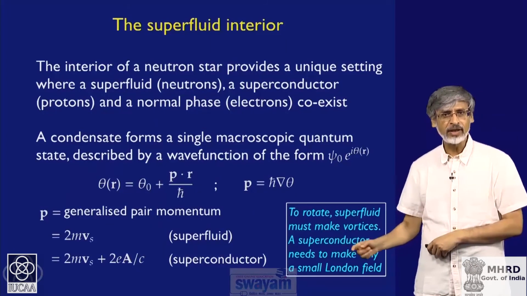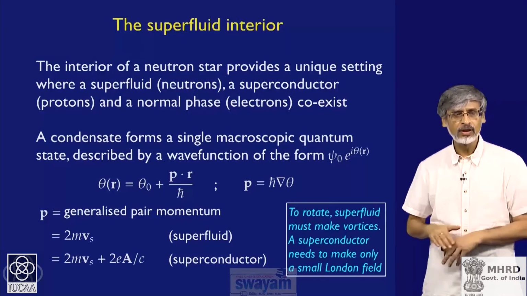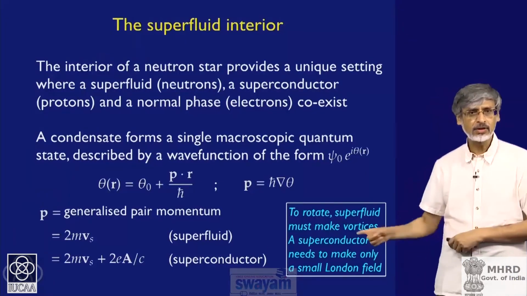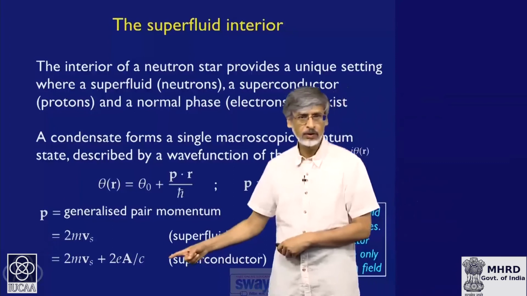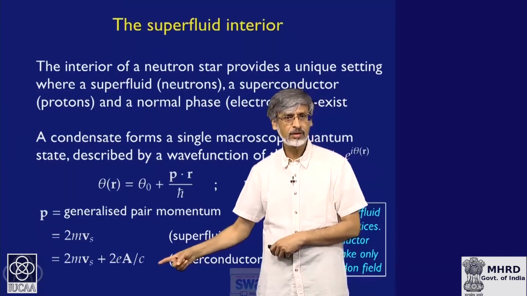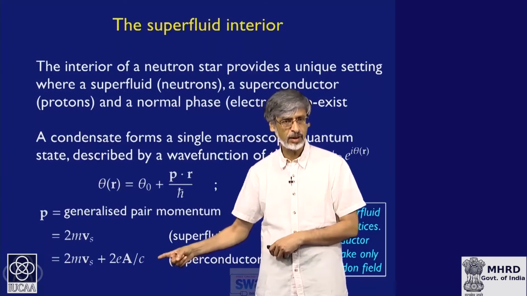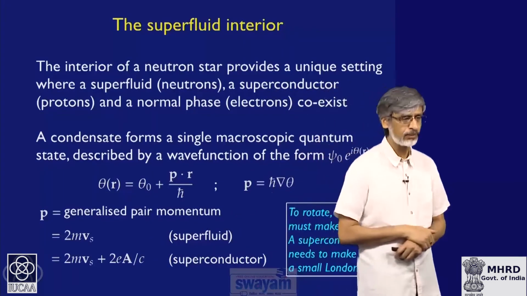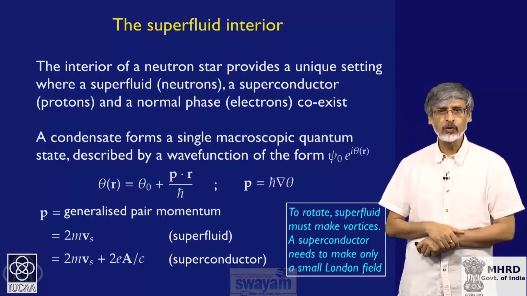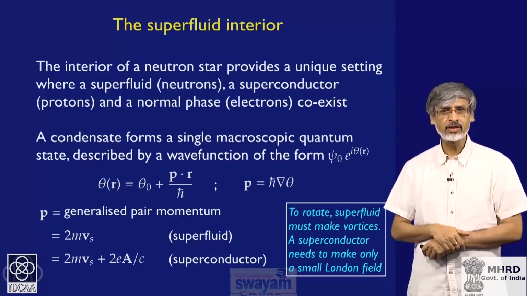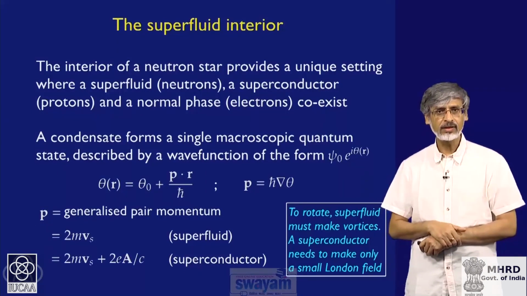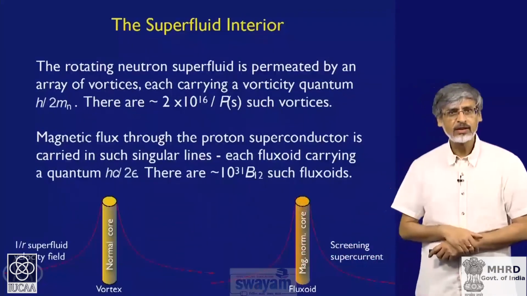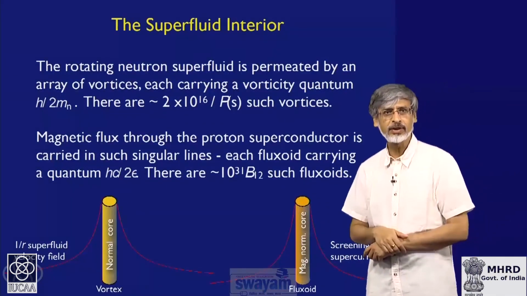Instead, it needs to make a small magnetic field which goes into this extra term describing generalized pair momentum, and that takes care of rotation. But the superfluid neutrons must create vortices inside to rotate. However, this region also has magnetic field.